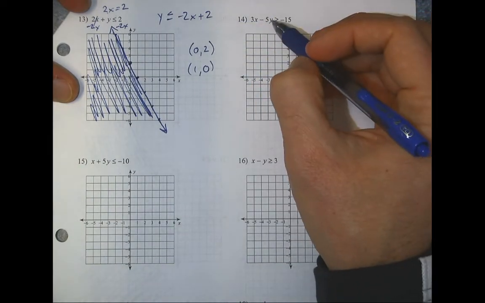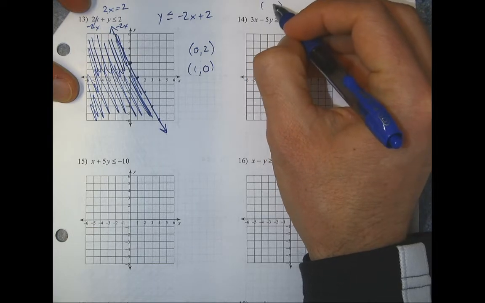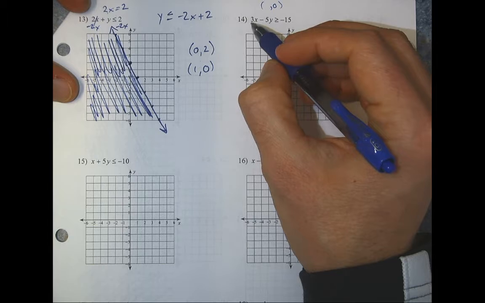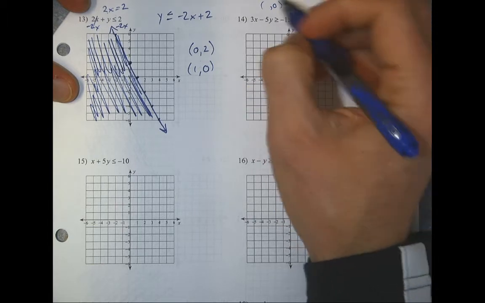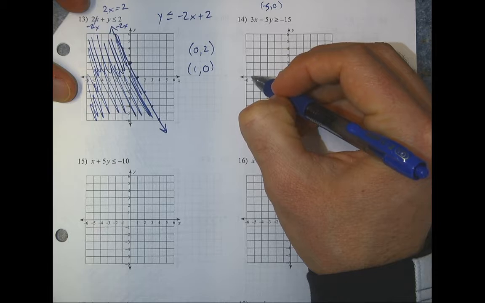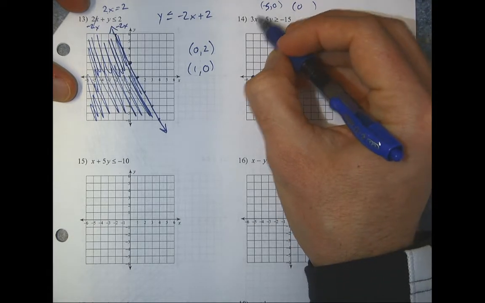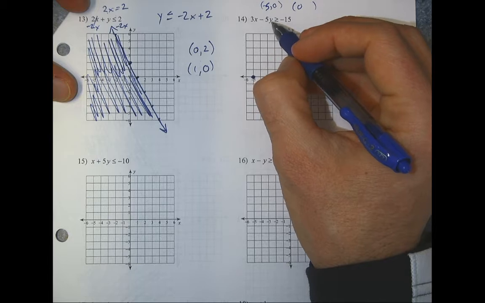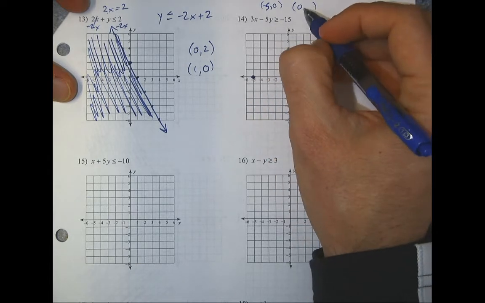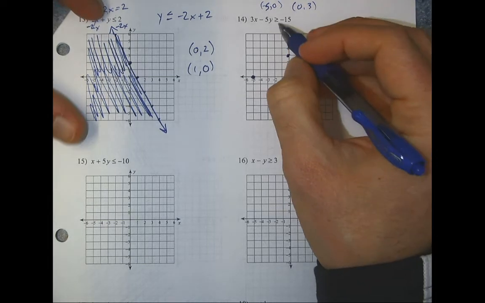Because if I plug in 0 for y, that's going to give me a point that looks like this. 0 for y, cross this out, 3x equals negative 15. If I divide by 3, it's going to be negative 5. So negative 5, 0 is going to be a point on this graph. And vice versa, if I plug in 0 for x, cross that out, you have negative 5y equals negative 15. You're going to divide by negative 5 on both sides. That's going to create a positive 3. And so my intercept here is positive 3. That's going to be my line.